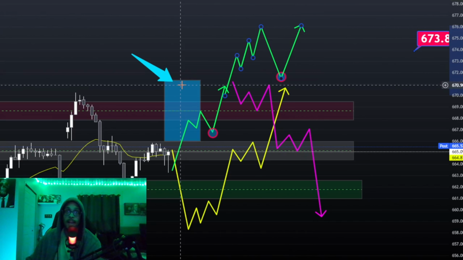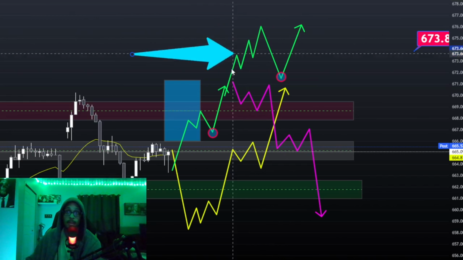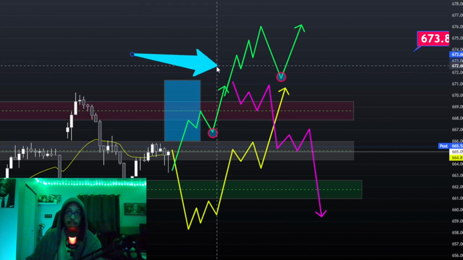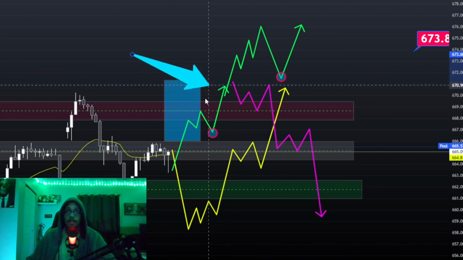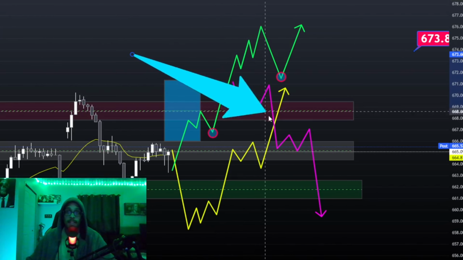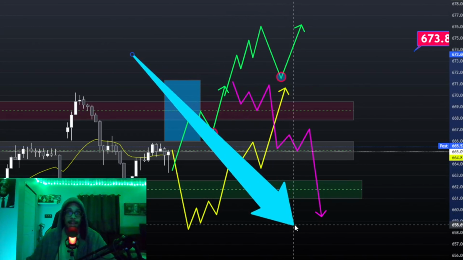Don't buy too high, don't buy the breakout. That's a rookie mistake. You ultimately want to be where the pros are, and the pros are buying dips, all right? So we have two bull case scenarios as we kind of rotate up, and then we have a bear case scenario as we kind of rotate back down.